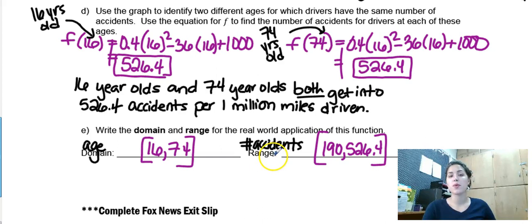So make sure you're comfortable with identifying M, the rate of change, and B, the initial value, and you'll be good to go.